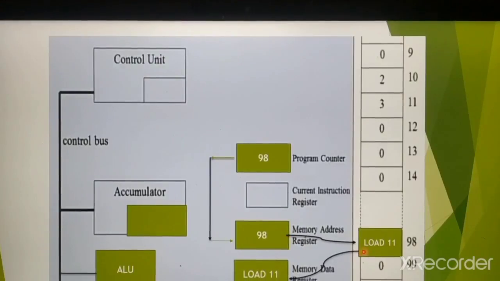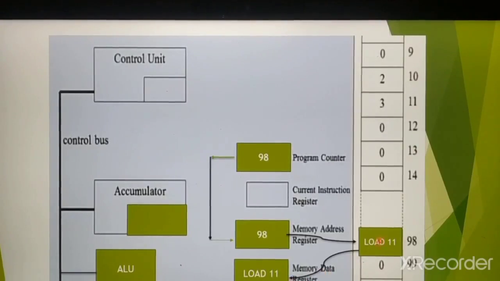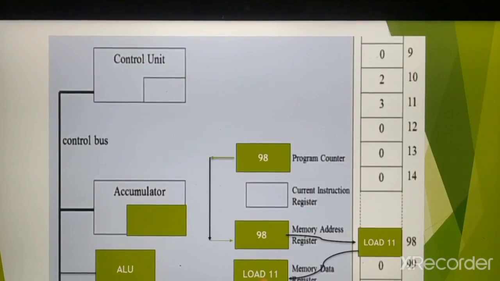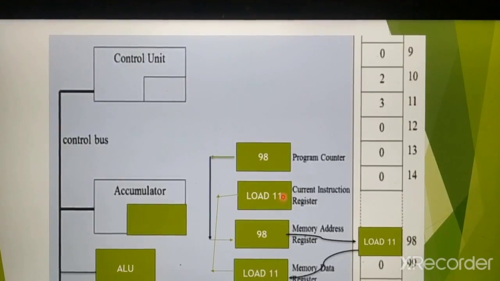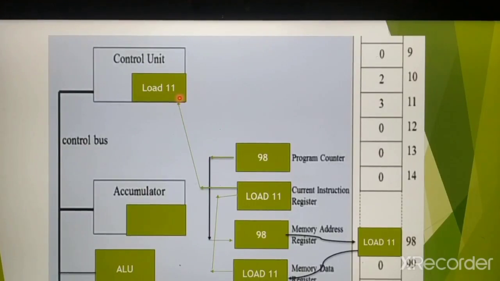Here this memory location 98 contains load 11, which data will be transferred to the memory data register through the data bus. Data bus carries the data load 11 and stores it in the memory data register. Then memory data register transfers the data to current instruction register to execute. So current instruction register will transfer the data to control unit. So control unit is seeing this load 11. Here it is telling to load the information from the memory location 11.